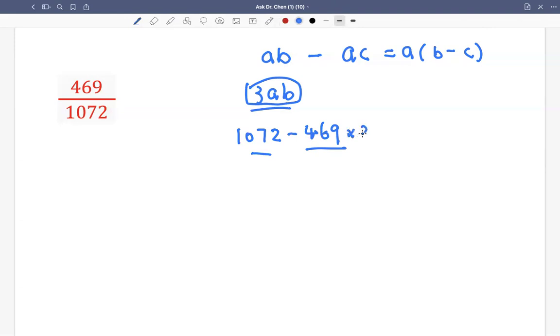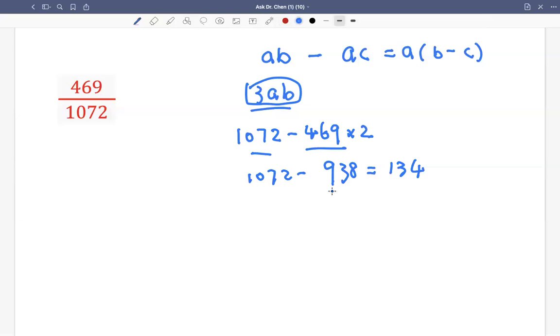Let's multiply by 2. So I multiply by 2, and this number becomes, minus, 2 times 9, 18, carry 1, 2 times 6, 12, 13, then 938. So when I subtract those two, I get 134, a much smaller number, right? If I had just subtracted 1072 and 469, I would get a big number. I have to keep subtracting.